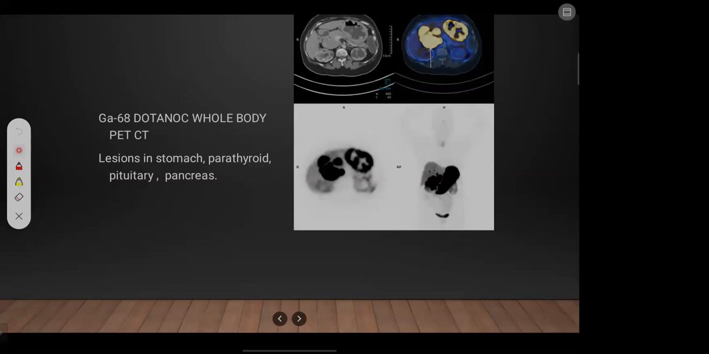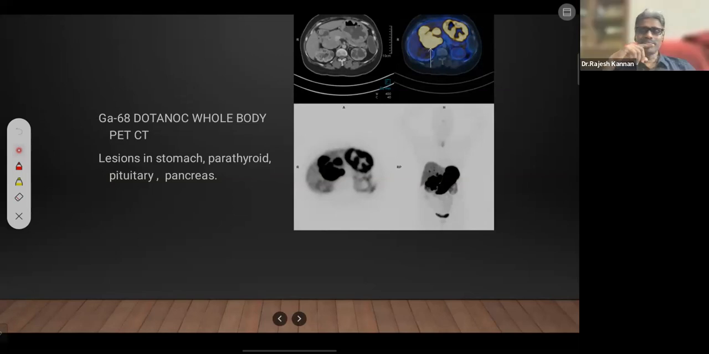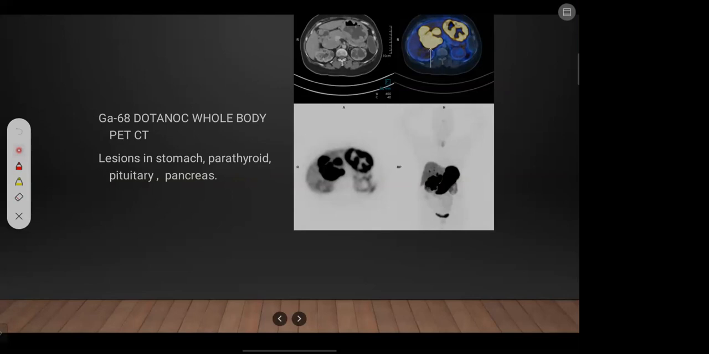So basically, it is for tumors which have somatostatin receptors, sir. So we'll be using one somatostatin analog, and that analog will be taken up in the tumors which have somatostatin receptors, sir. So we use octreotide. OC is octreotide, sir.